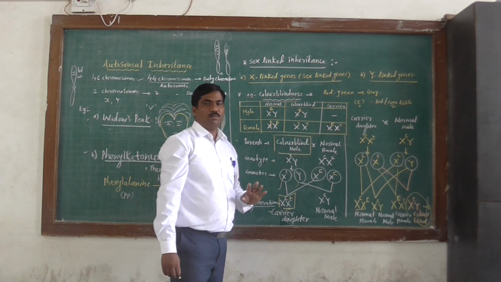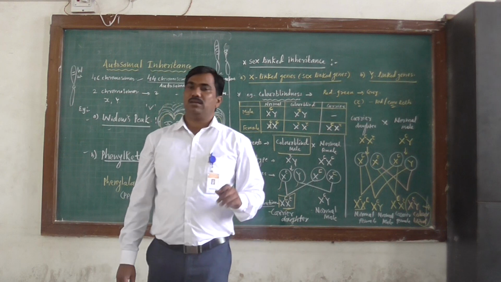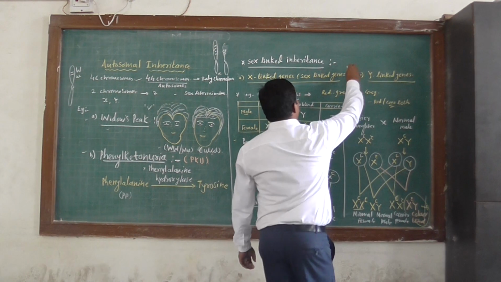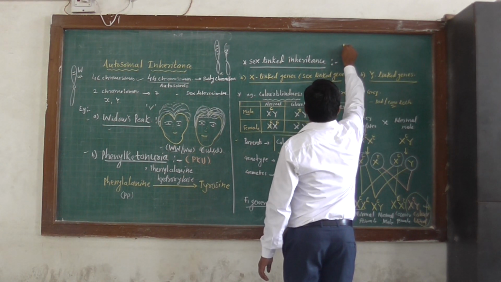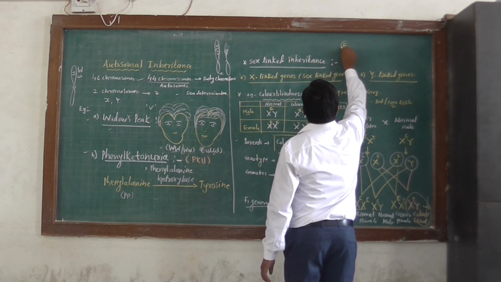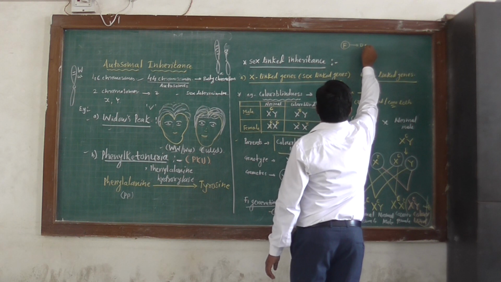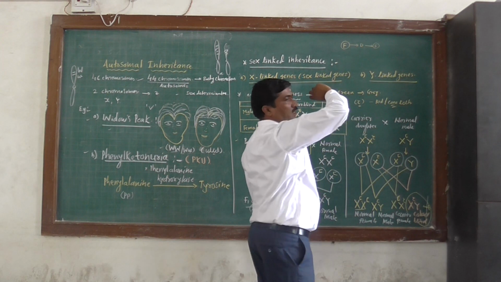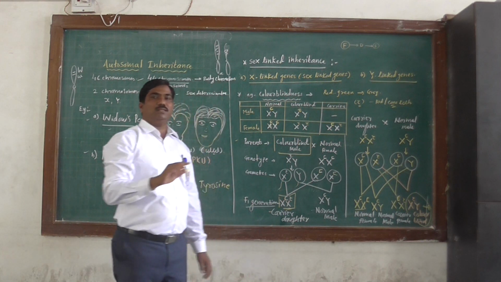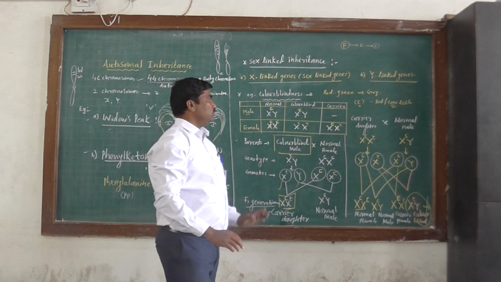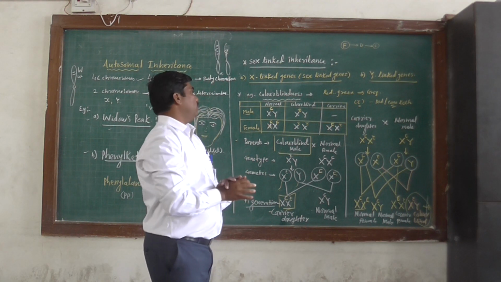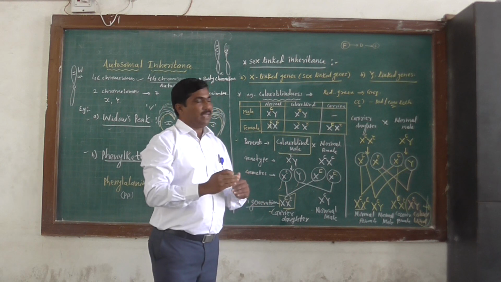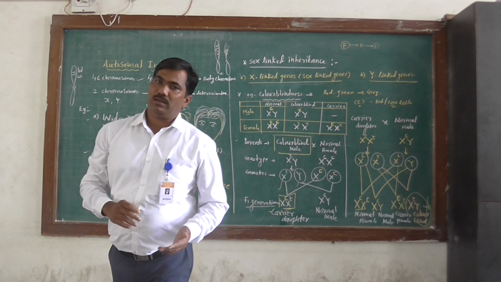Therefore, this type of inheritance is known as crisscross inheritance. In crisscross inheritance, characters are transmitted, in this example, from father to daughter and from daughter to her son again. So this type of inheritance is known as crisscross inheritance. Crisscross inheritance occurs in the color blindness example, or in X-linked disorders in general.